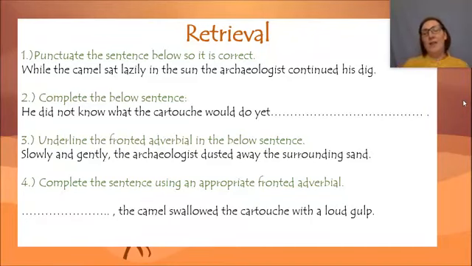So, at the beginning of this lesson today, we've got some retrieval questions for you to do. These are on your worksheet. So what I'd like you to do is pause the video here and have a go at filling these out.